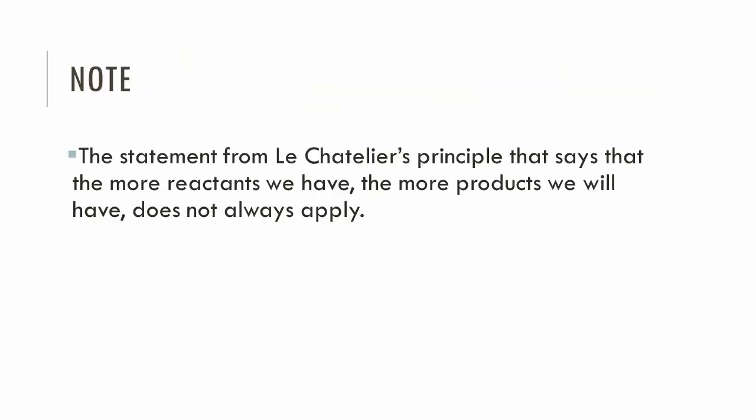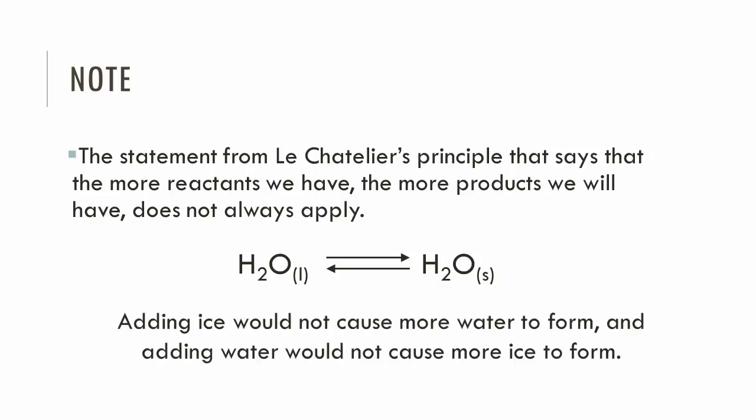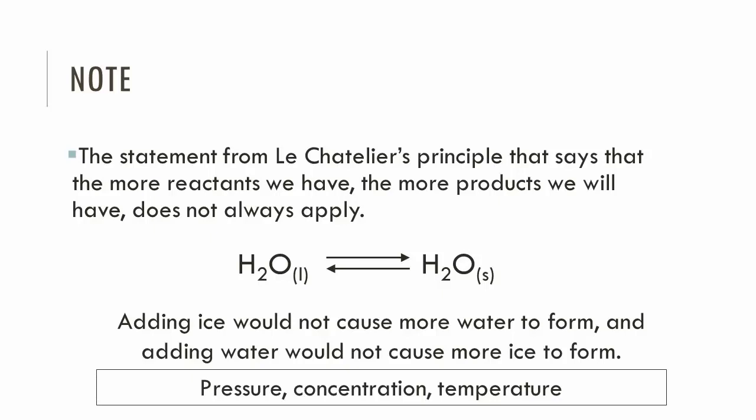Note that for certain reactions where we are in the presence of liquids and solids, Le Chatelier's principle that says that the more reactants we have, the more products we will have, does not always apply. For example, a system consisting of ice and water at 0 degrees Celsius has both ice and water coexisting in equilibrium. If we add ice to the system, it would not make more water be formed, and if we added more water it would not be converted into ice. Without the gain or loss of heat, the system stays at a fixed composition. The Le Chatelier rules that would apply in this situation would be pressure, concentration, and temperature variations.